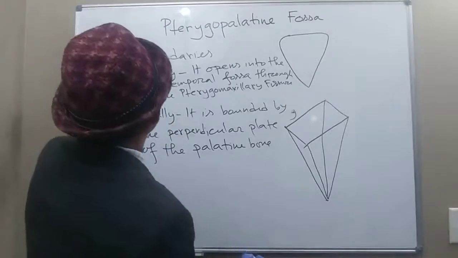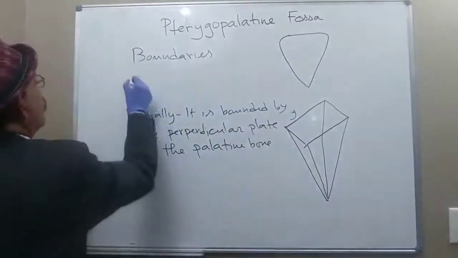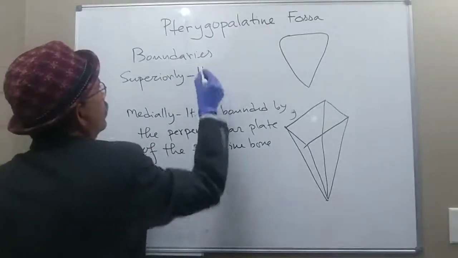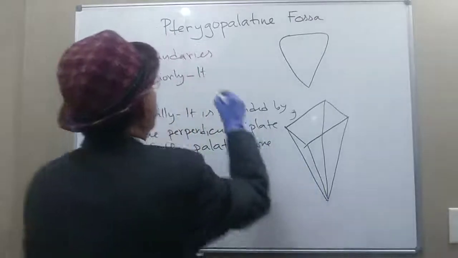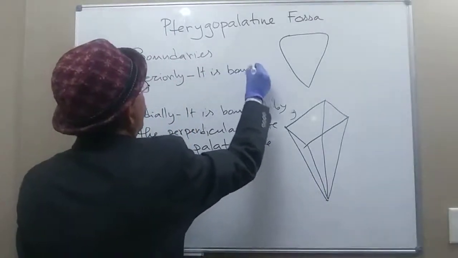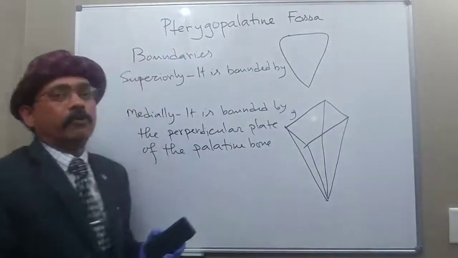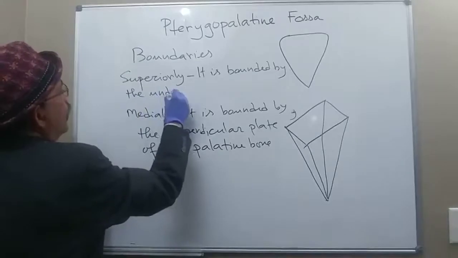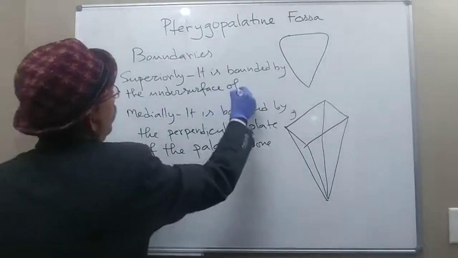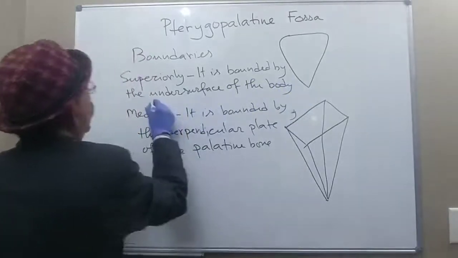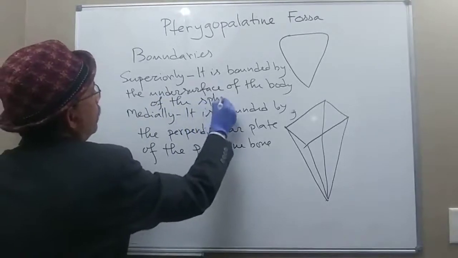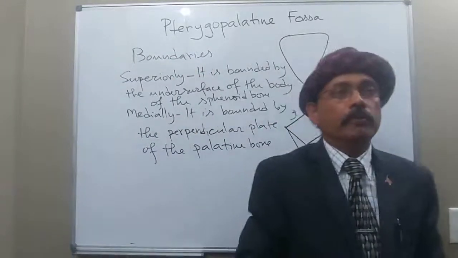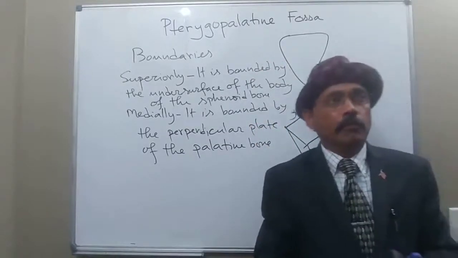We'll go to the superior boundary or roof area. Superiorly, the pterygopalatine fossa is bounded by the under surface of the body of the sphenoid bone. We got the anterior, posterior, medial, lateral boundaries, and superiorly.